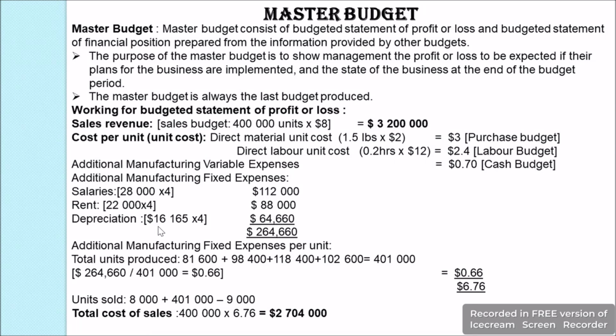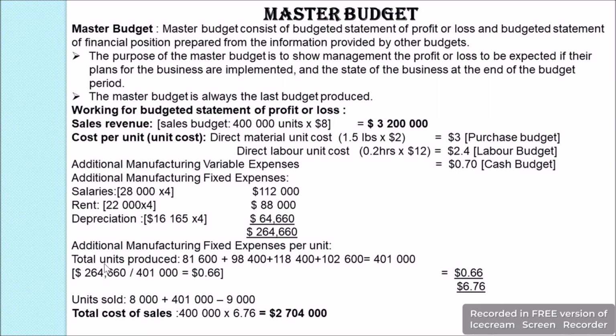Depreciation for one quarter is $16,165. So when we multiply it with 4, we get $64,660. When we add this all together, we get the total additional manufacturing fixed expense as $264,660. This is for the total production.